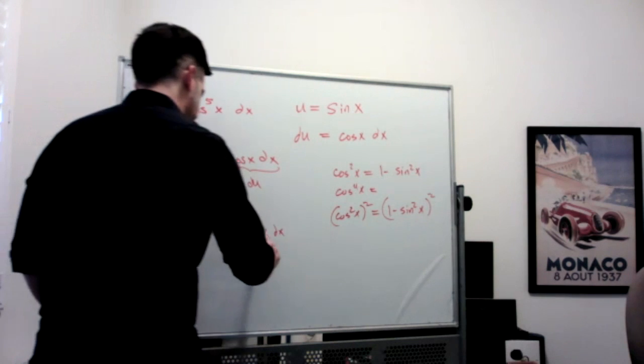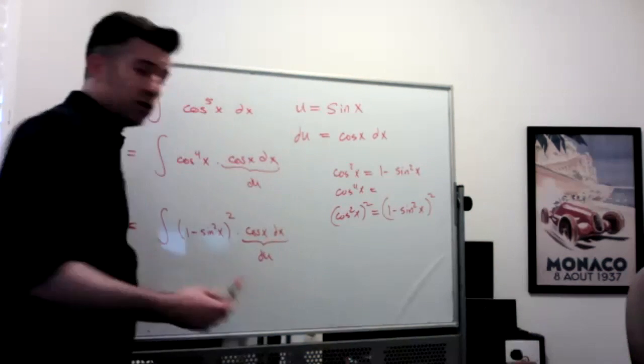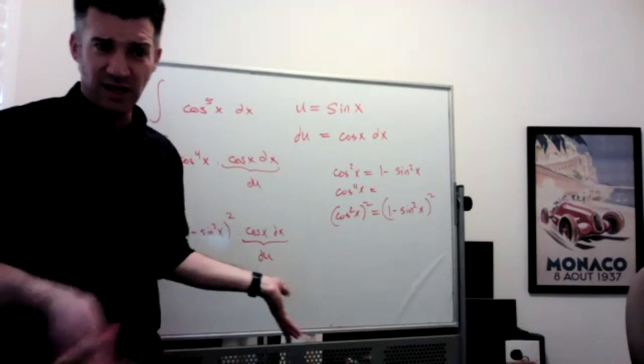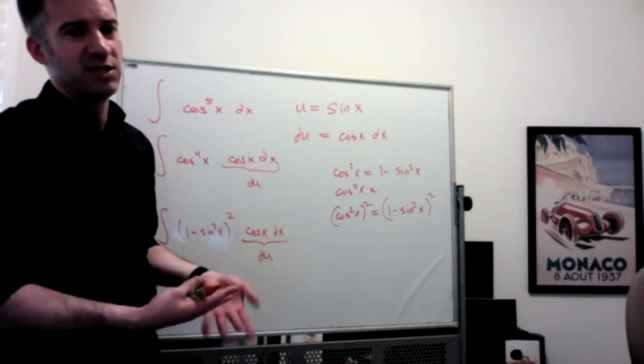Yeah, that was my idea. It's a tricky problem. Like the first time you see this, you're like, what? I'm letting u equal something that's not even in the integral. Well, it's there, it's just hiding.